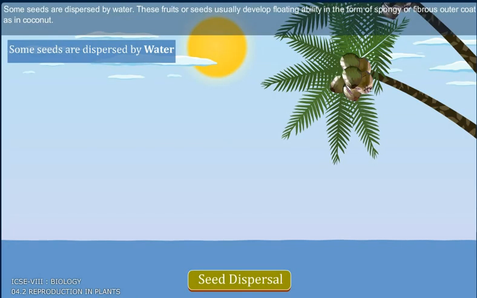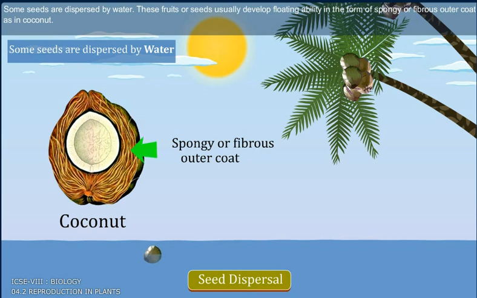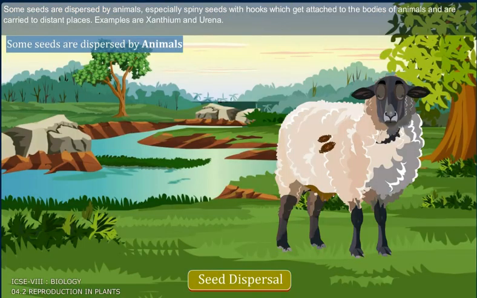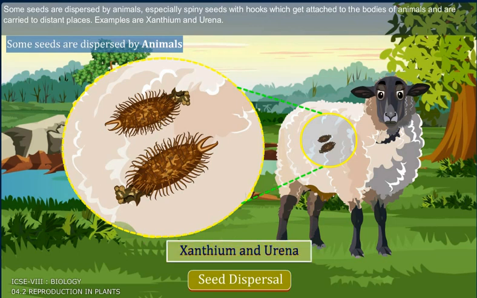Some seeds are dispersed by water. These fruit or seeds usually develop floating ability in the form of spongy or fibrous outer coat, as in coconut. Some seeds are dispersed by animals, especially spiny seeds with hooks, which get attached to the bodies of animals and are carried to distant places. Examples are xanthium and urena.